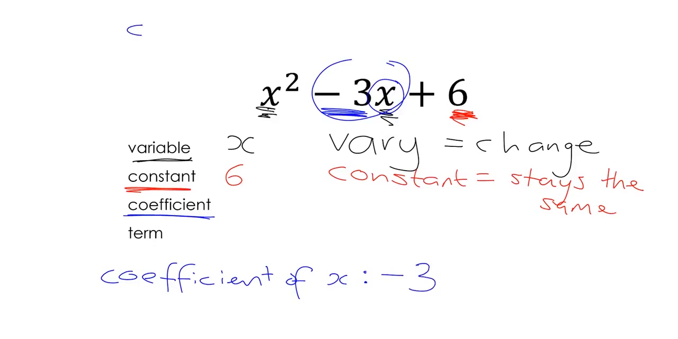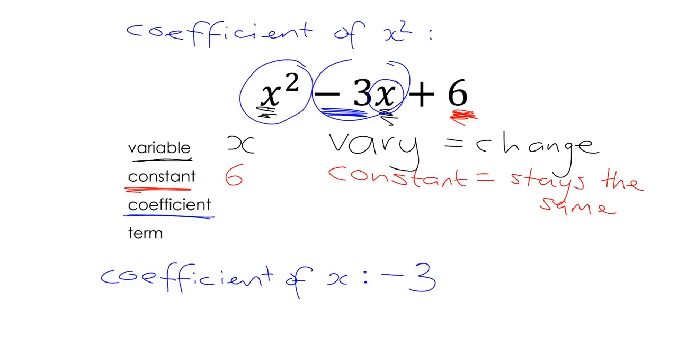We could also have a look at the coefficient of x squared. So let's have a look here. Here is x squared. What number is the x squared multiplied by? We can say that x squared is multiplied by 1 because 1 times any number is the number itself. So the coefficient of x squared in this case is 1.